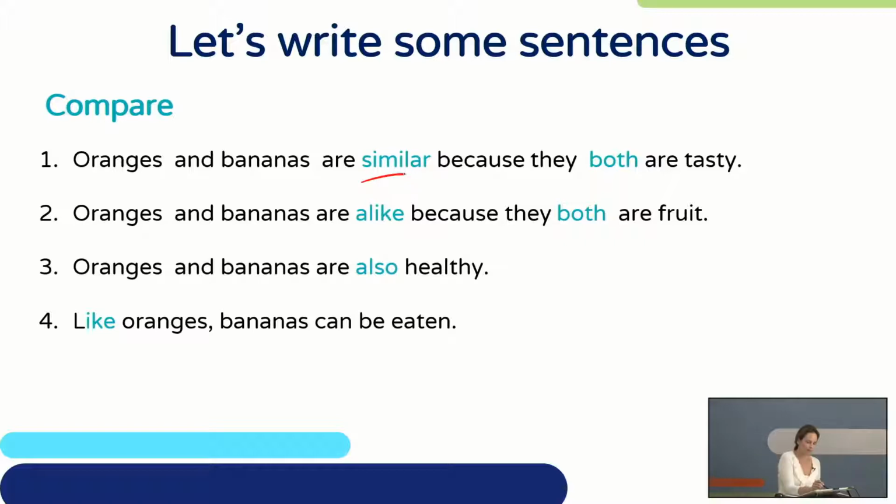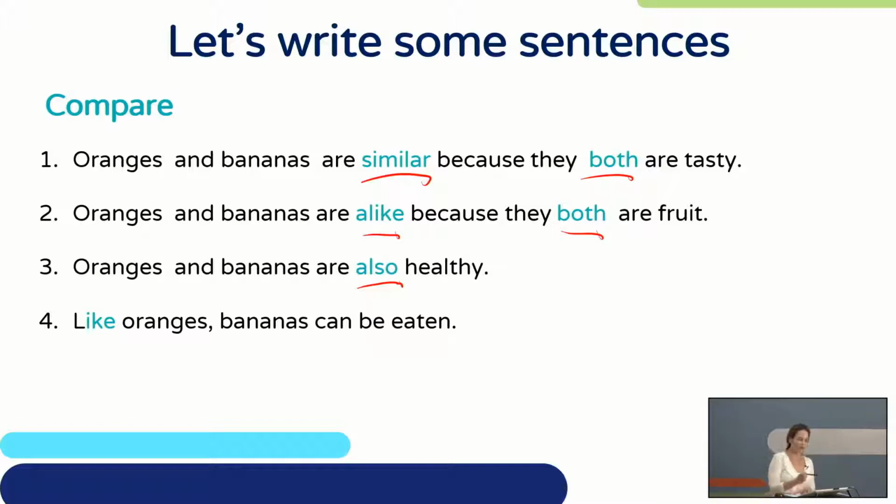Now I also want to point out that I have here words highlighted in blue. For example, number 1, I have the word similar and both. They're highlighted in blue. I highlighted them because I want you to remember when you see these words, you know that you are comparing two things, saying why they're the same. Number 2, I also have the word alike and both. These words also are signal words to show me that I am comparing or saying how two things are the same. Number 3, also here is my signal word for a comparing sentence.